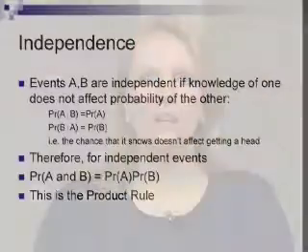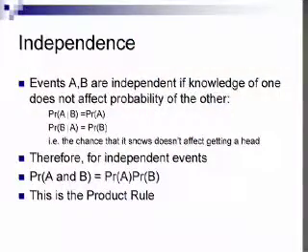We have mentioned mutually exclusive events a few times. We also need to consider independence. Events A and B are independent if knowledge of one does not affect the probability of the other. The probability of A given B equals the probability of A, and the probability of B given A equals the probability of B. Therefore, for independent events, the probability of A and B both occurring is the probability of A times the probability of B. This is the product rule.